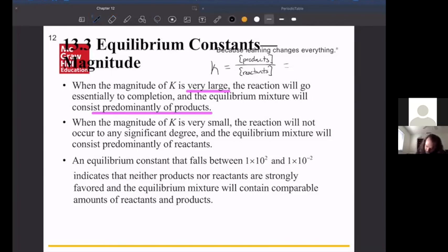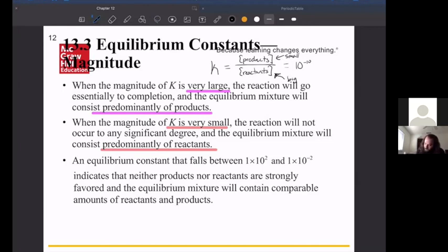Likewise, if K is a really small number, then this is a reaction that favors the reactant side, right? So if K was, let's say, 10 to the negative 10, that means that this number here is really big and this number here is really small, right? So the magnitude of K tells you which direction the reaction is favored. If K is a really big number, then that means it favors the products. If K is a really small number, then that reaction favors the reactants, or it doesn't really go to completion very much, to the product side.